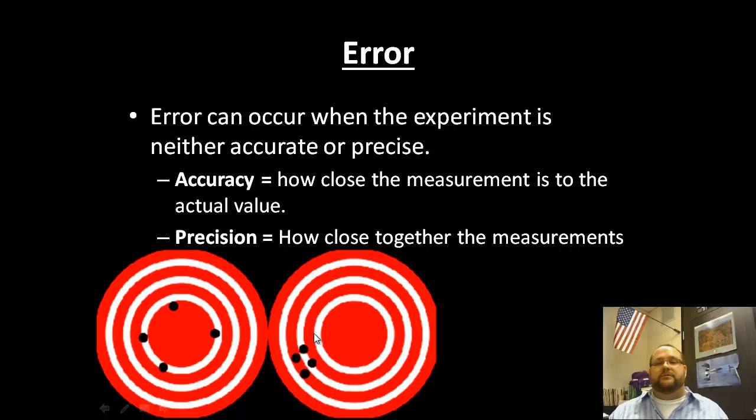So if we're going to measure a block that's 3 centimeters, and we have something that's precise but not accurate, each time we measure it, maybe we measure 2 centimeters. We're not accurate, we're not getting correct measurements, but we're getting precision. We're measuring it close every time, our measurements are close together. Okay?